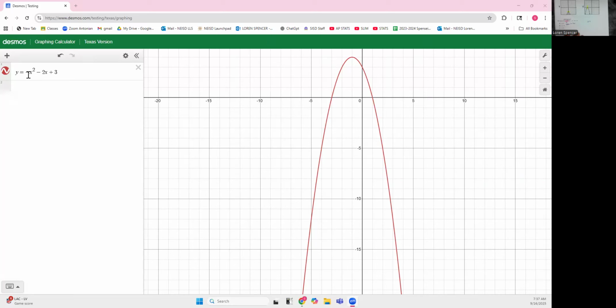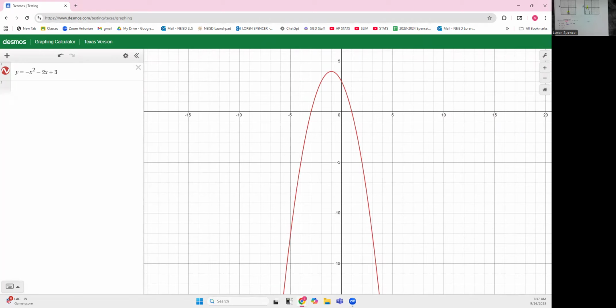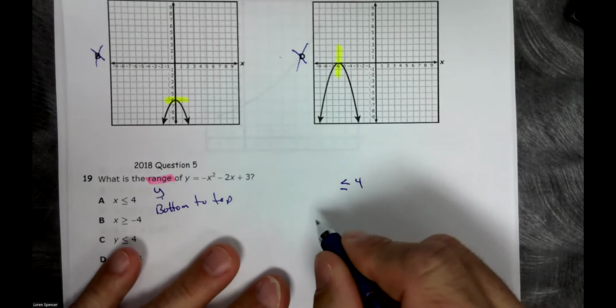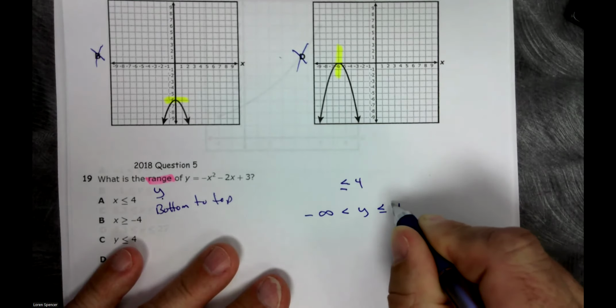So I typed in y equals -x² minus 2x plus 3. And when I go to this point, that being the highest point on the graph, my x is -1, and my y value at +4 is my highest if I was drawing a line across. So my highest point is at 4. And if I scroll down, it just keeps going and going to -infinity. All right, so let's go ahead and stop that. So what I end up with is -infinity is less than y is less than or equal to +4.